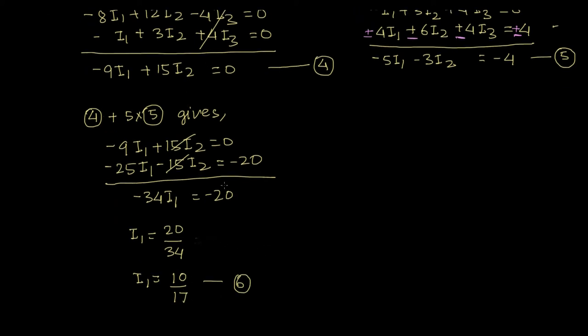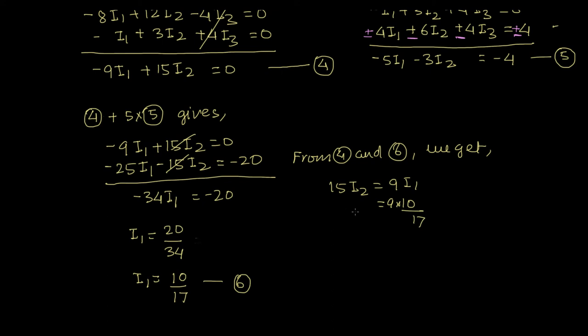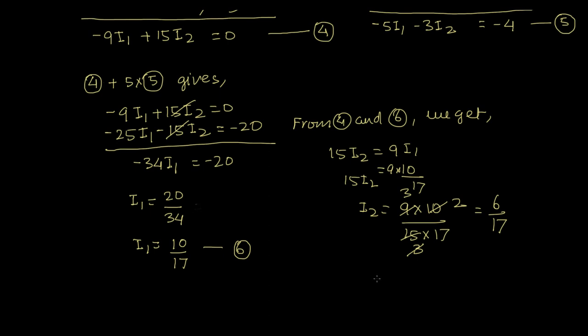Now if I try to set it here, from 4 and 6 we get 15I2 is equal to 9I1. So that is equal to 9 into 10 upon 17, and that is 15I2, and so I2 is 9 into 10 upon 15 into 17. So that gives me 3 here and a 2 here, which gives me a 3 here. And that gives you 6 upon 17. So somehow the current that we took, I2, is also in the correct direction. Otherwise, we would have got a negative value. So this is 6 upon 17, right?